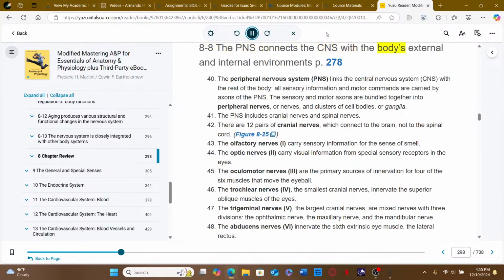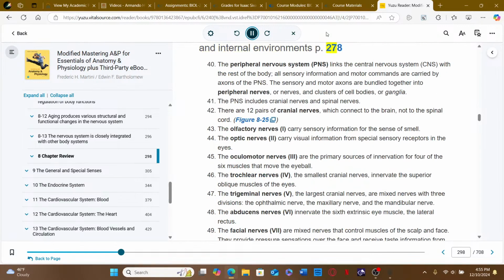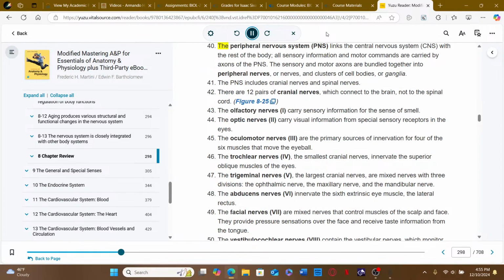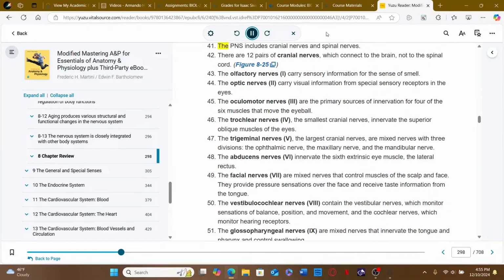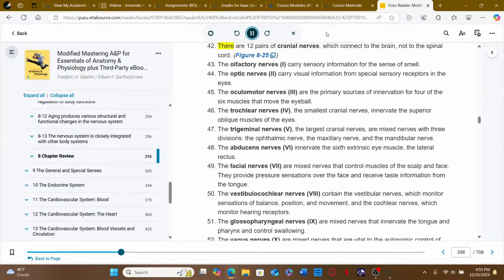8-8. The PNS connects the CNS with the body's external and internal environments. The peripheral nervous system, PNS, links the central nervous system, CNS, with the rest of the body. All sensory information and motor commands are carried by axons of the PNS. The sensory and motor axons are bundled together into peripheral nerves, or nerves, and clusters of cell bodies, or ganglia. The PNS includes cranial nerves and spinal nerves.